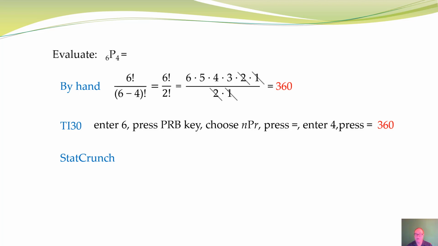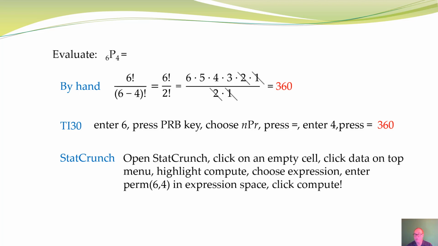Now using StatCrunch. Again, you're going to open StatCrunch, click on an empty cell, click Data on the top menu, highlight Compute, choose expression, enter perm, parentheses 6, comma 4. Perm stands for permutation. In the expression space, click Compute. And you would get 360. Now, most calculators will have a permutation option on them someplace.